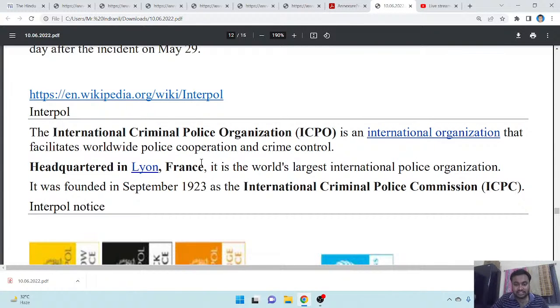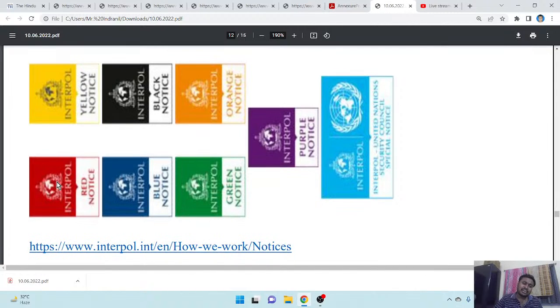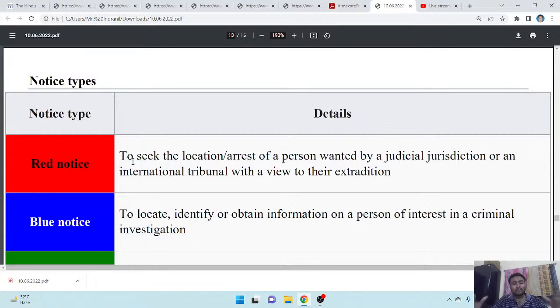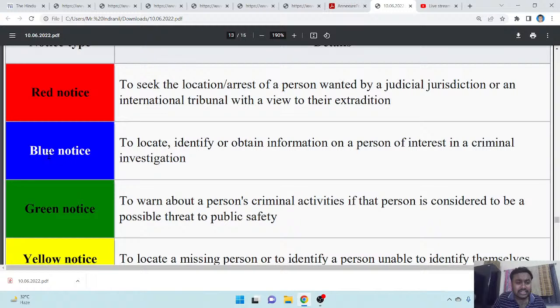It is headquartered in Lyon, France. Now these are the notices issued by Interpol: red notice, which is the most popular, then yellow notice, blue notice, black notice, green notice, orange notice, purple notice, and United Nations Security Council notice. Red notice, as we all know, is to arrest a criminal from another country. But blue notice is not about arresting a person; it is to identify a person who might be a criminal or not, that is not confirmed, to locate or identify a person.